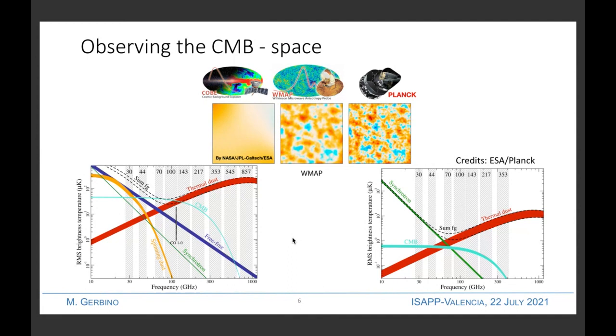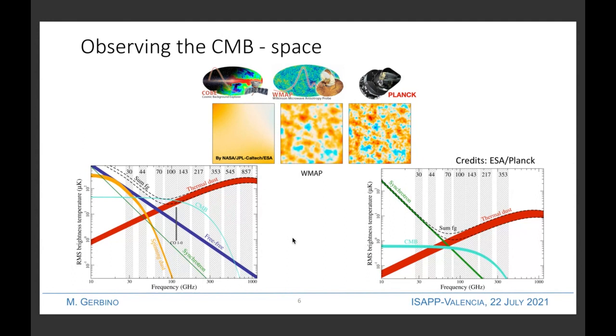Okay, so let's move to the observational part of these lectures: how we can observe both the CMB field and the matter field. Let's start from the CMB field. We can have different avenues to observe the CMB. The preferred choice is to observe the CMB field from space, so launching satellites.